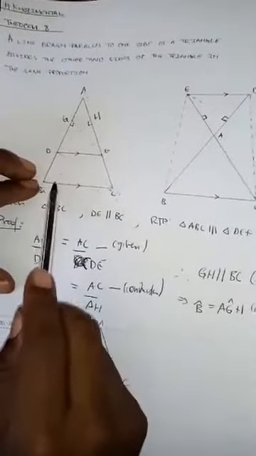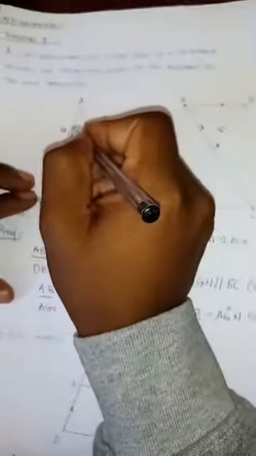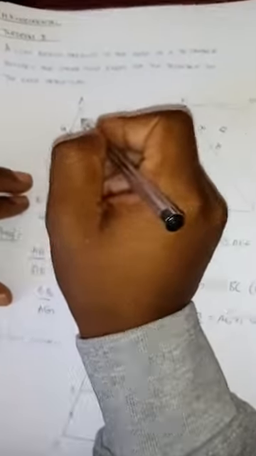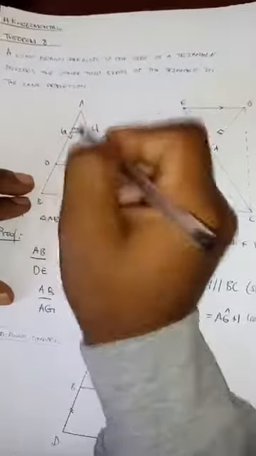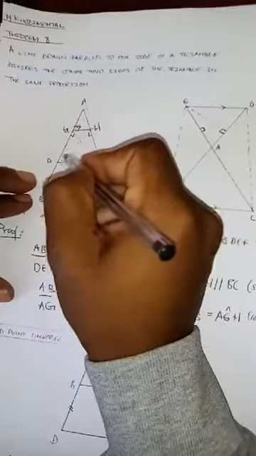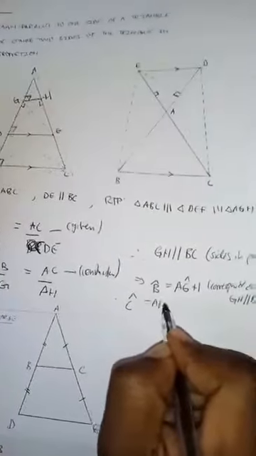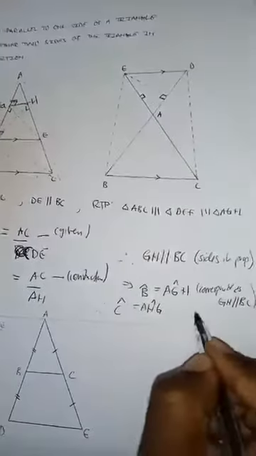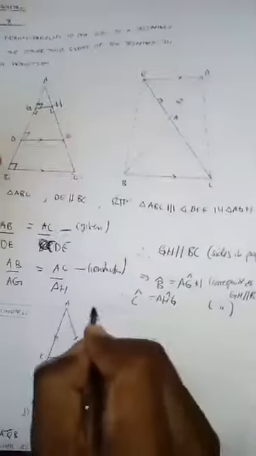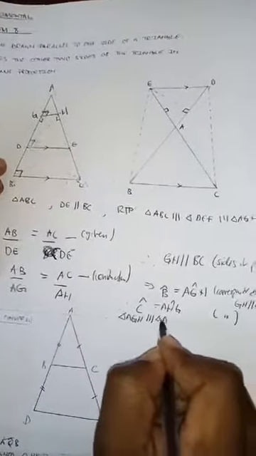GH, which is parallel to BC, and you have angle B being equal to angle AGH. So if you have that, then you have that angle being equal to that angle. So these are corresponding angles in parallel lines. Remember, you have those angles between parallel lines which are equal. And also, this means that angle C is equal to angle AHG, corresponding angles again.